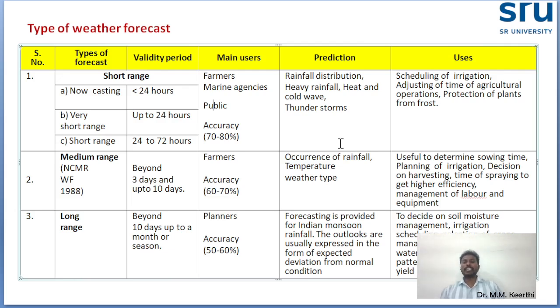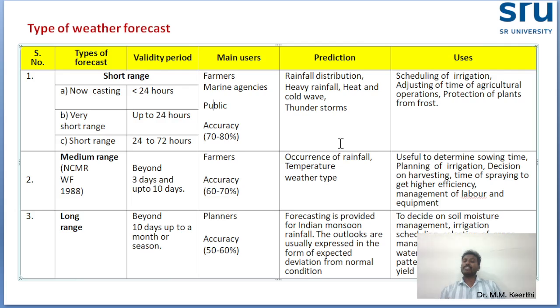Who will get the benefit? Farmers, marine people, and the general public. These three groups are highly helped by short range weather forecasting. Accuracy is very important. Short range forecasting should have more accuracy, at least 70 to 80%, because the range is very short. So definitely the accuracy should be higher.